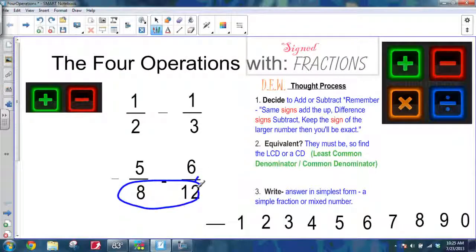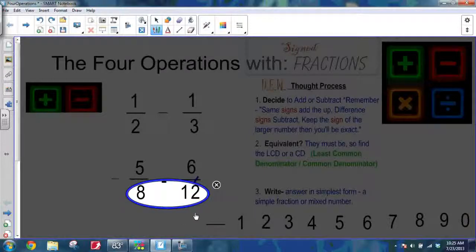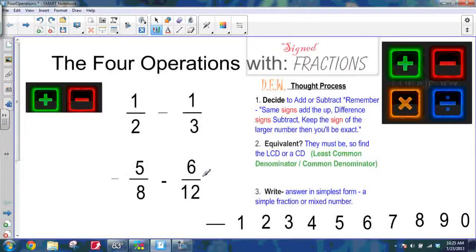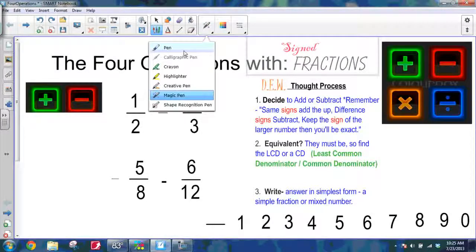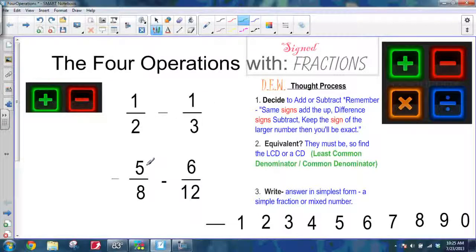Now, do we have the same denominators? Well, on this fraction, we have 8s, and on this fraction, we have 12s. Those are two different sizes. So we have to find the LCD. Well, our LCD in this case is going to be 24. So again, we're going to use our magical one or scale factor. I'm going to do it in green this time.